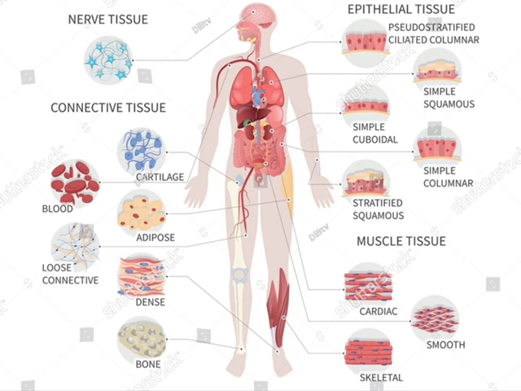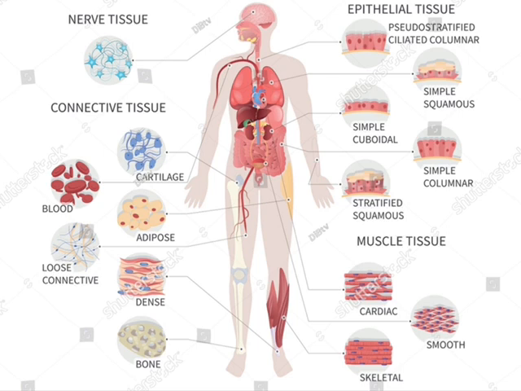One of them is the one found in the respiratory tract, and it is called pseudostratified ciliated columnar epithelial tissue. Then we have simple squamous, like those that are flat. Then we have simple cuboidal, simple columnar, and we also have stratified squamous.